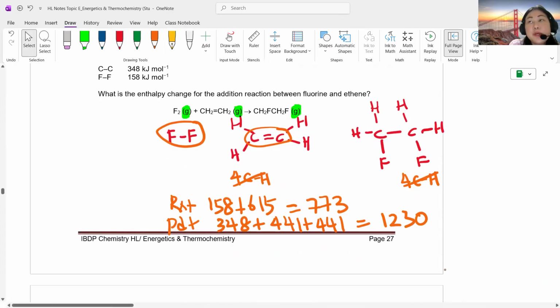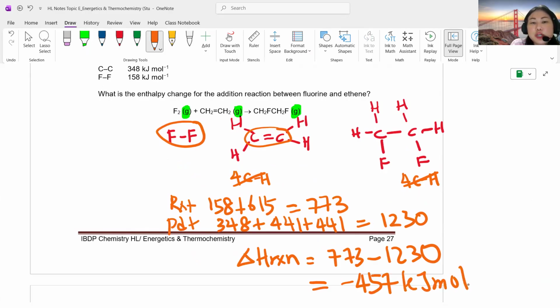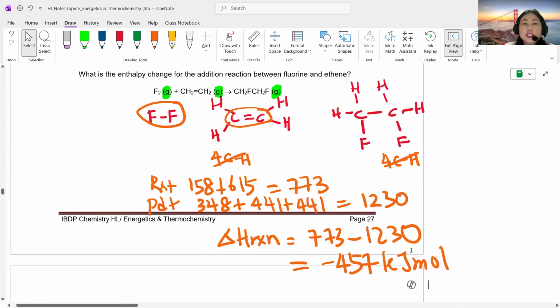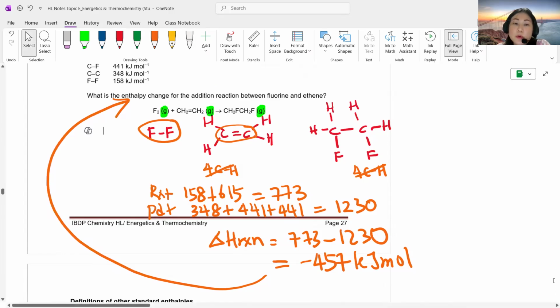So the formula is reactant minus product. So delta H of the reaction will be 773 minus 1230. Reactant minus product. 773 minus 1230. I get negative 457 kilojoules per mole. So the enthalpy change of this reaction is minus 457 kilojoules per mole.